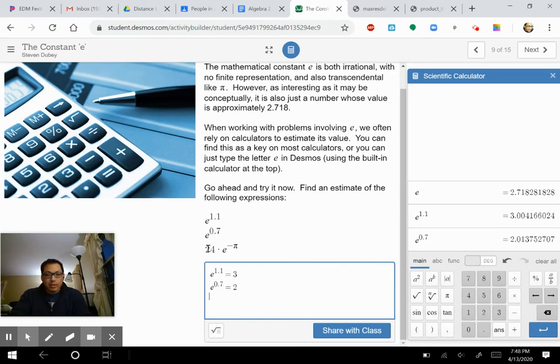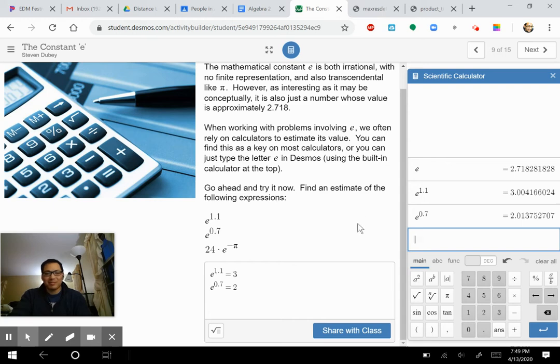And last but not least, what is 24 times e to the minus pi? You know me, I'm going to put this kind of crazy stuff in here. e to the minus... Now, how do you type in pi? There's a key here for Desmos, just like there would be a key on your calculator. Or, because it's smart, it knows what e is, you can also just type in pi and it'll change it to pi.